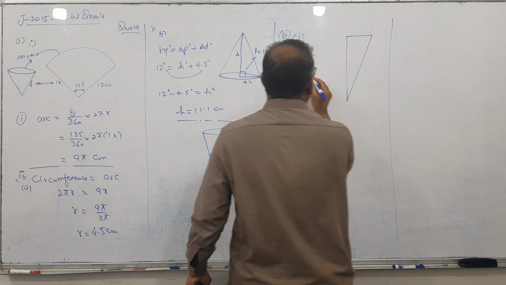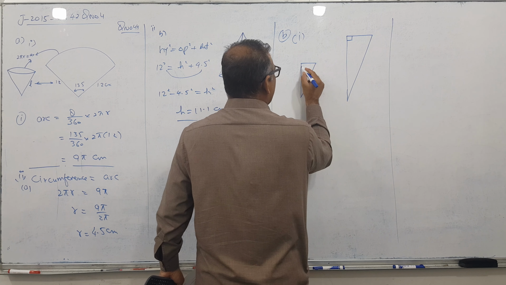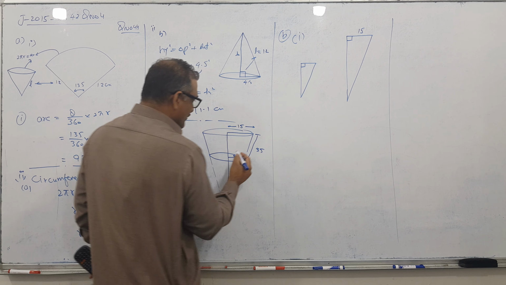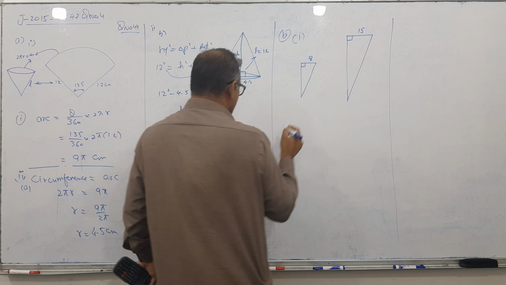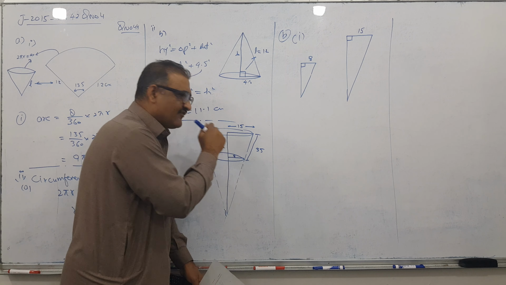The bigger triangle and the smaller triangle. The bigger, here 90 degrees, here 90. The bigger is equal to 15, I write here. Smaller is 8, I write here. Now the interesting part: how can I utilize 35?